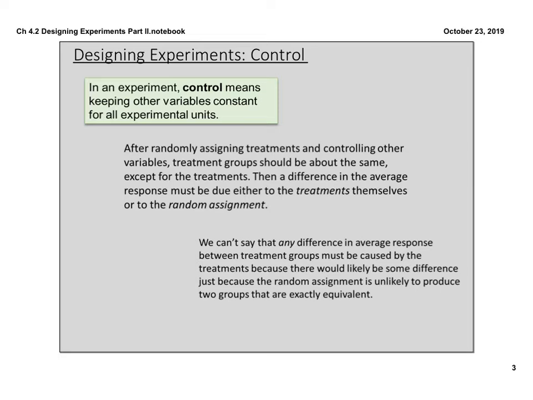We can't say that any difference in average response between the treatment groups must be caused by the treatments, because there would likely be some difference just because random assignment is unlikely to produce exactly equivalent groups. Even though we randomly assign the subjects to the treatment, it's unlikely that your groups will be exactly equivalent. Especially when you're talking about people, even when you're doing this with animals. Animals are all different. People are all different. It's not possible to have perfectly equivalent groups.